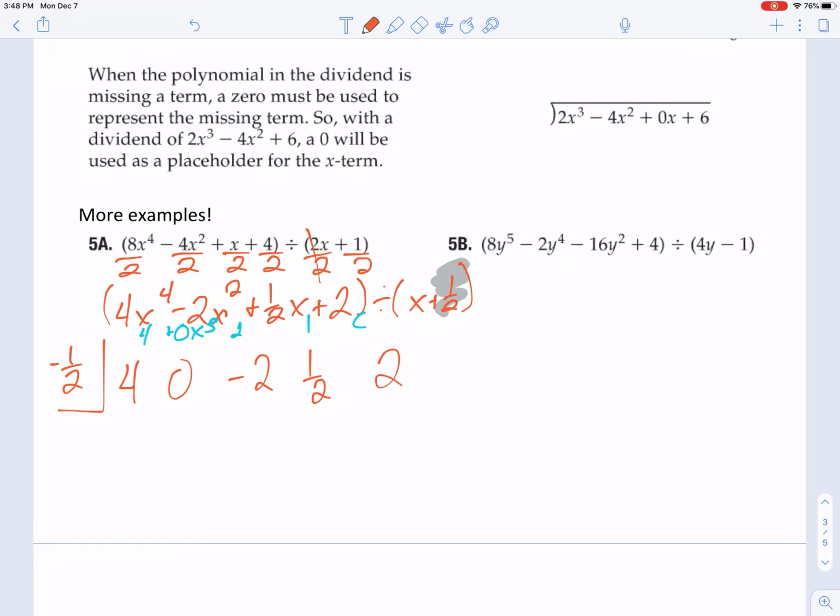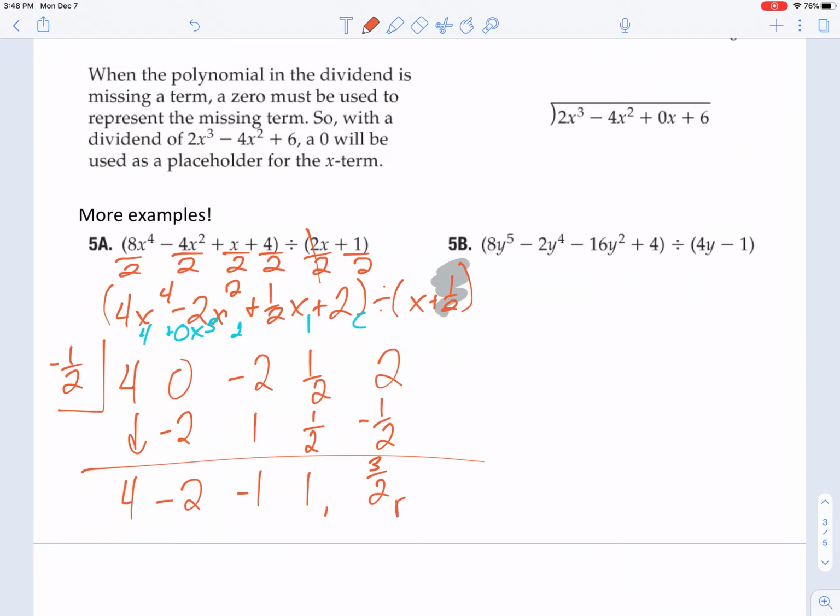Did I get them all? Yes. Okay. Now, go ahead and pull the 4 down, then multiply, add, multiply, add. 4 times negative 1/2 is negative 2. Add that down, it's negative 2. Negative 2 times negative 1/2, negative times negative would be positive 1. Add down is negative 1. Positive 1/2 is 1. Negative 1/2, you now have, let's put it in improper fraction form, 3/2.